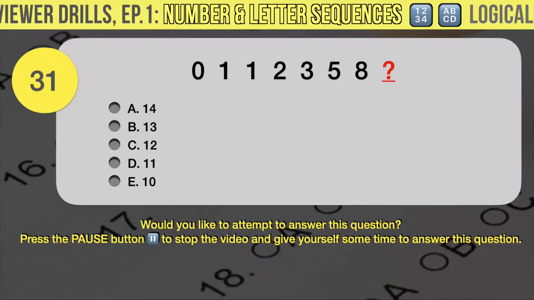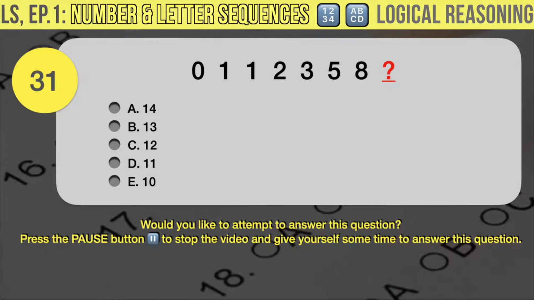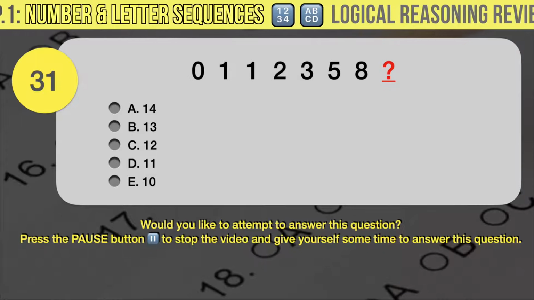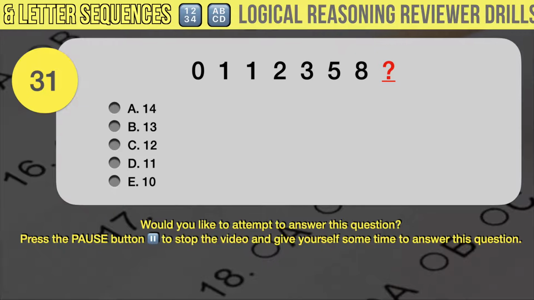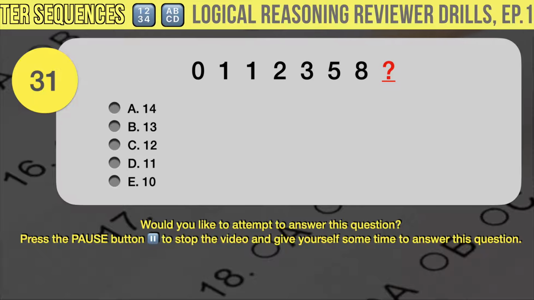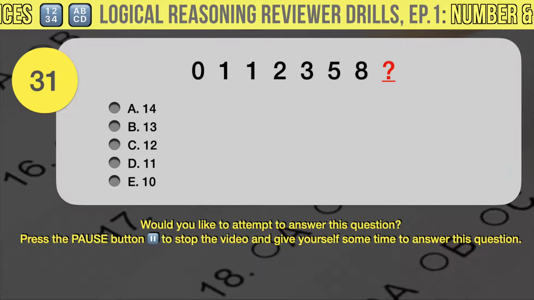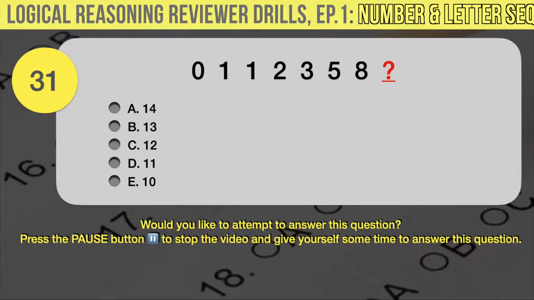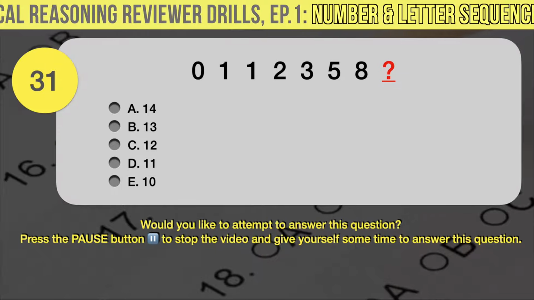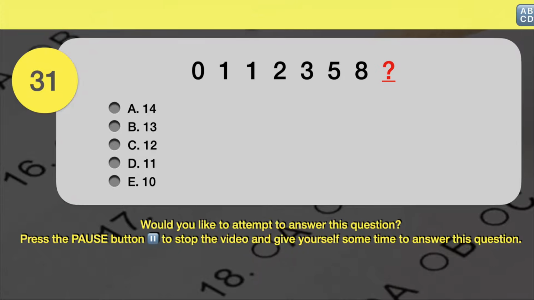Drill question number 31. Which number comes next in the following sequence? 0, 1, 1, 2, 3, 5, 8. Your answer choices are A, 14. B, 13. C, 12. D, 11. E, 10. The correct answer is B.